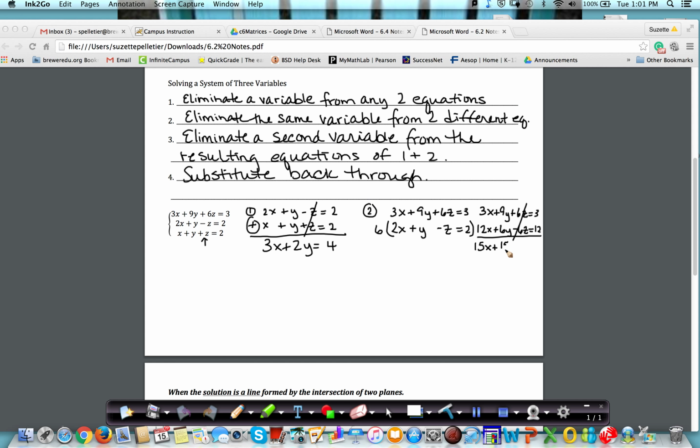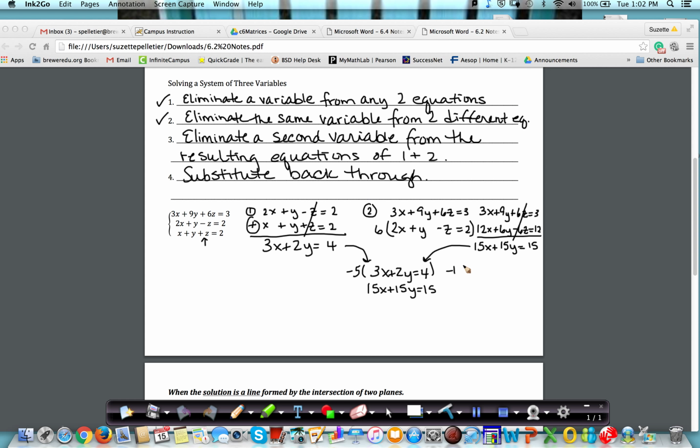Step 3, eliminate a variable from the resulting equations. So these are my resulting equations. 3x plus 2y equals 4, and 15x plus 15y equals 15. Now I need to get these equations to eliminate in some way. If I multiply the first equation by 5, then these are both going to be 15s, and that's awesome because I want them to cancel out. But I want one to be positive and one to be negative. So I'm going to multiply this one by negative 5.